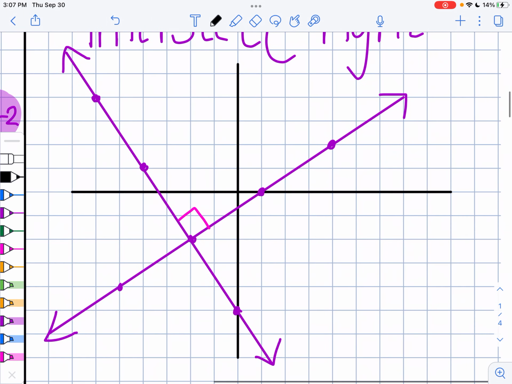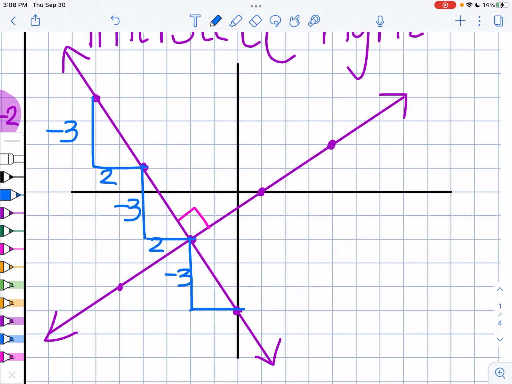So we're going to examine over here. We'll start with the line that has the negative slope. Remember, slope is rise over run. So I'm going to rise and then run. I'm going down 3, right 2. Down 3, right 2. So my slope of this line is negative 3 over 2.